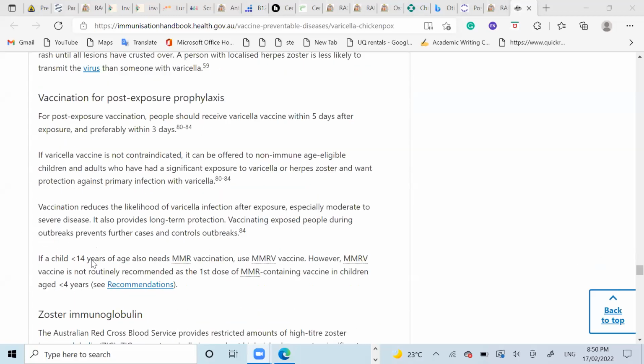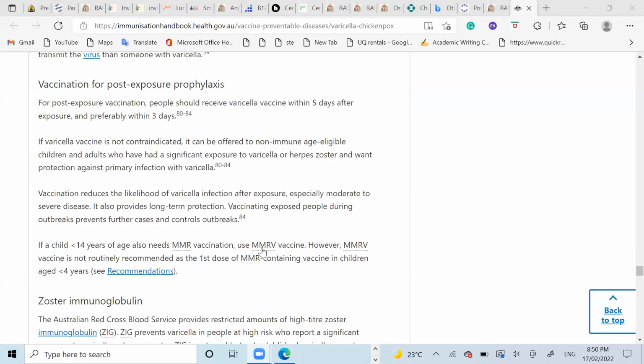If it is a child of less than 14 years, then use MMRV vaccine. But if it is a child who has had the vaccination of MMRV, you can just give them MMR vaccination.